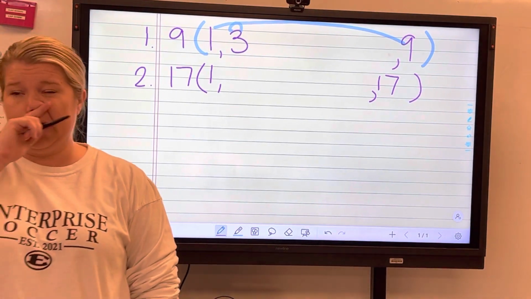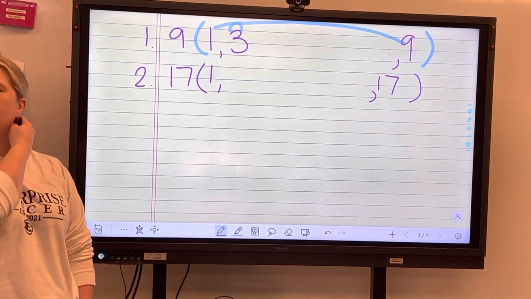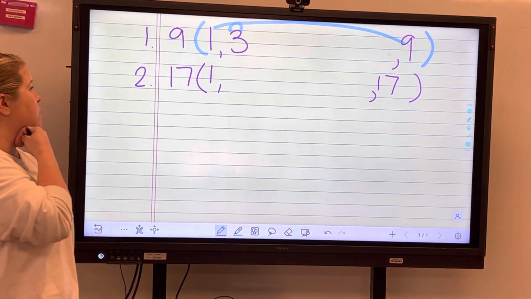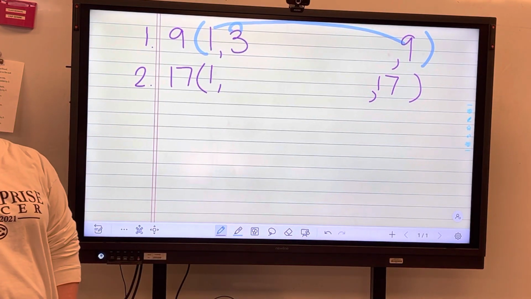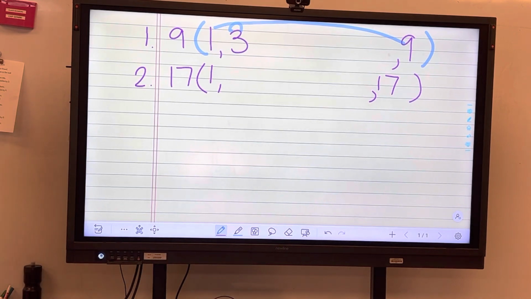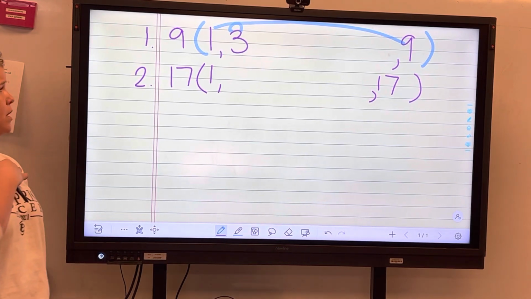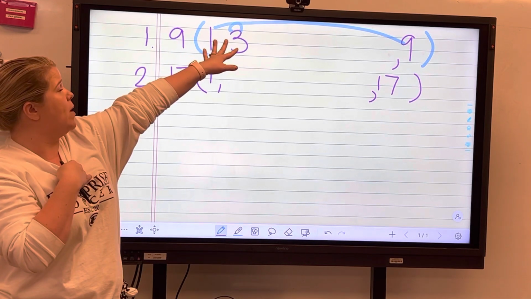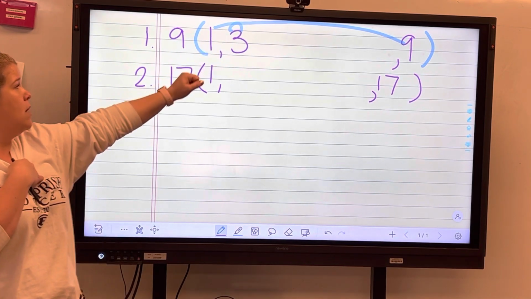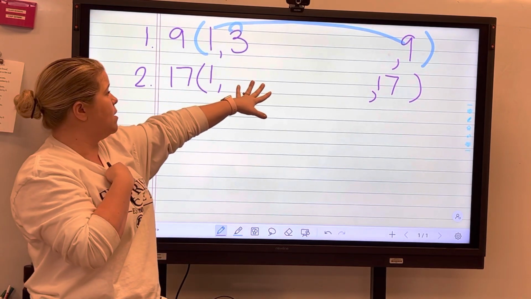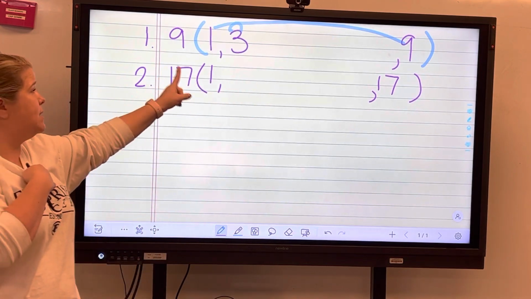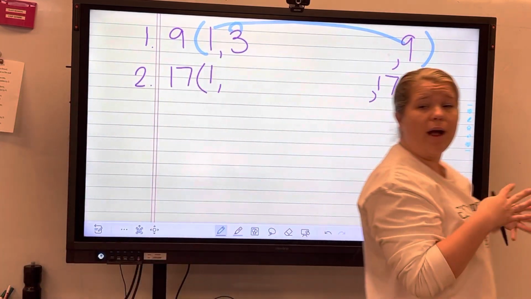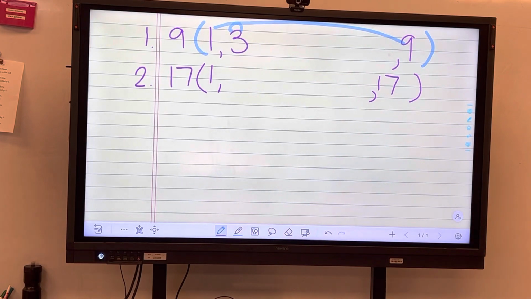Yes, ma'am, Madison? 3 doesn't work because it's also a multiple of 9, and you don't have 17 up there on your 9, so it won't work. Good. Very good observation. So we said the number 9 is a what kind of number, prime or composite? We say that 17 is a what kind of number? Prime, because it has exactly one factor pair. Remember, prime numbers are picky. They only like one and themselves, right?